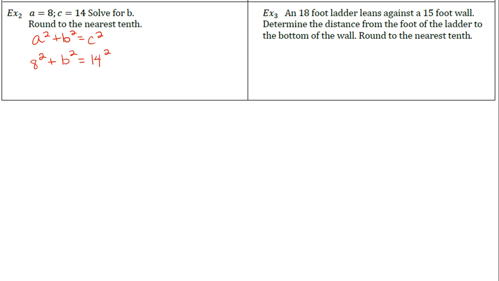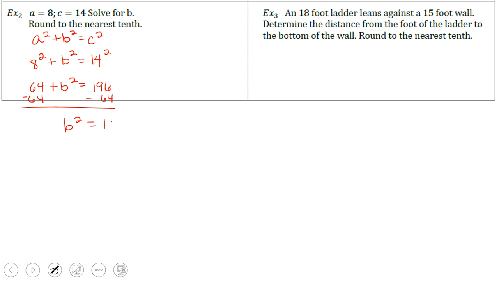So now let's do the math. 8 squared is 64. 14 squared is 196. We're isolating B. We're going to subtract out 64. We're going to take the square root of B squared and the square root of 132. So you can see that 132 is not a perfect square.